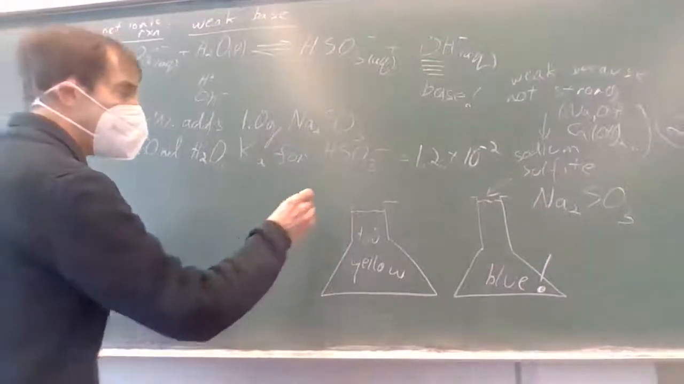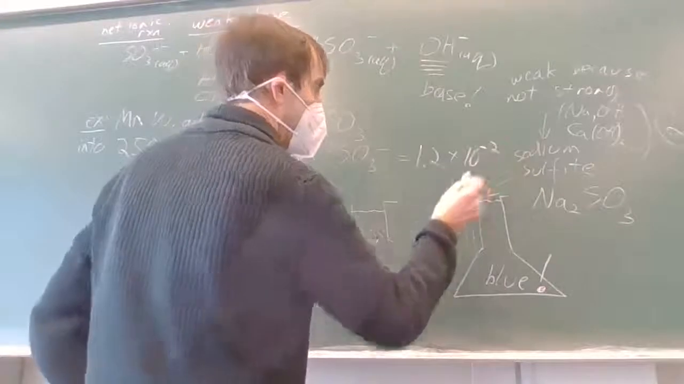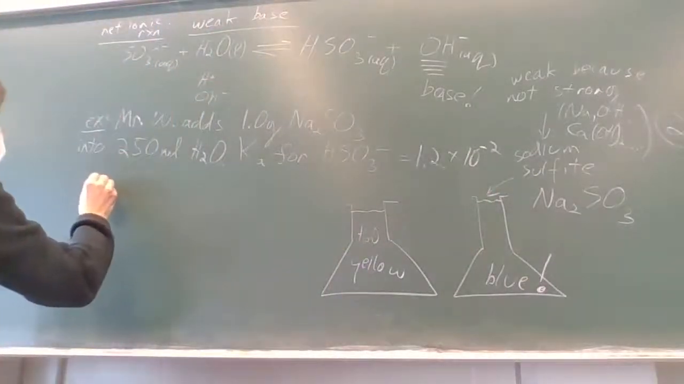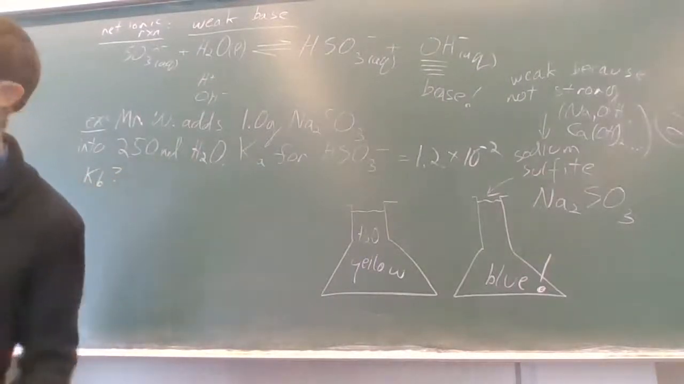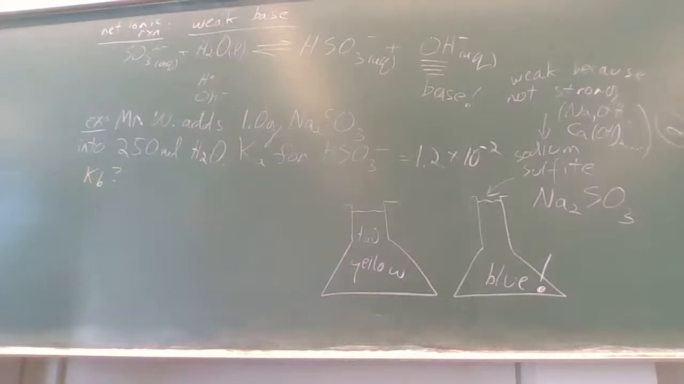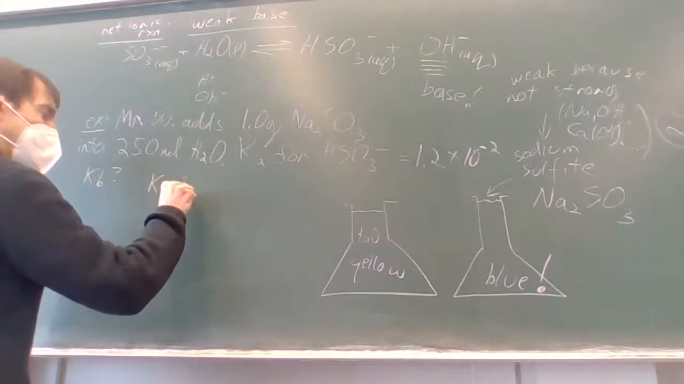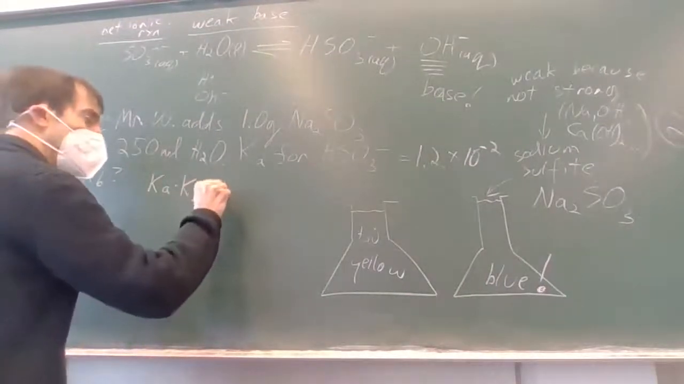Okay, so I got to the Ka, and it's 1.2 times 10 to the negative 2. We got a reaction already. So I'm going to get the Kb. Did I teach you that little trick yet? If I got the Ka, how can I get the Kb? Okay, here's how you get it. This is cool. Ka times the Kb equals the Kw.